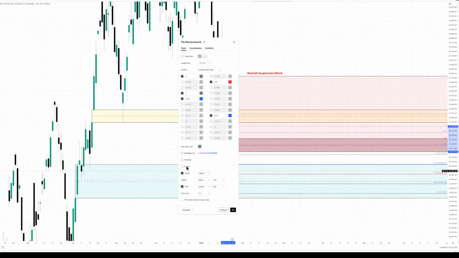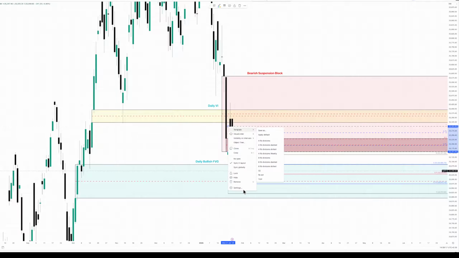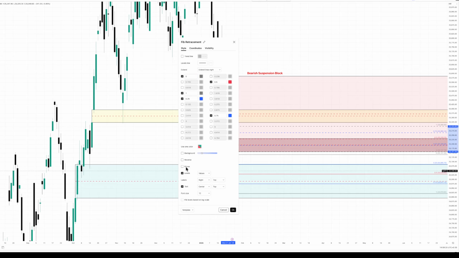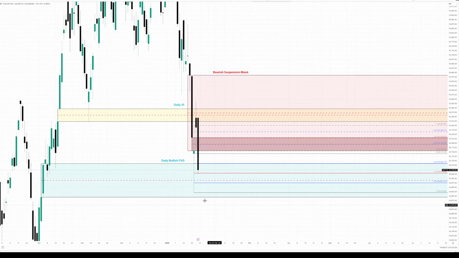I was trying to get these price levels to reflect, guys, dashed. Now that we have marked all these PD arrays on the daily chart, we'll move on to the lower time frames.